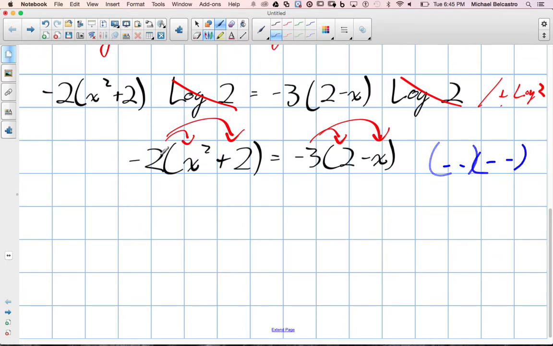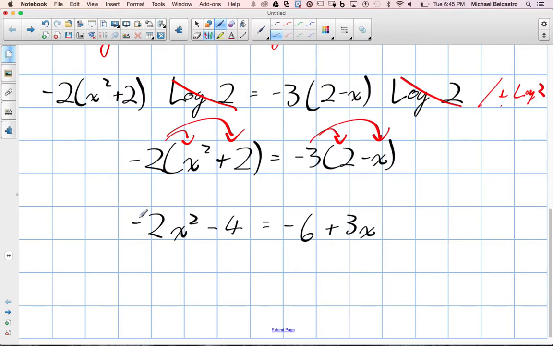That's all right. So negative 2 times our x squared gives us negative 2x squared, and the negative times positive is going to give us negative 4. Okay. And then same idea here, negative 3 times 2 gives us negative 6. Negative 3 times x gives us positive 3x. Okay.